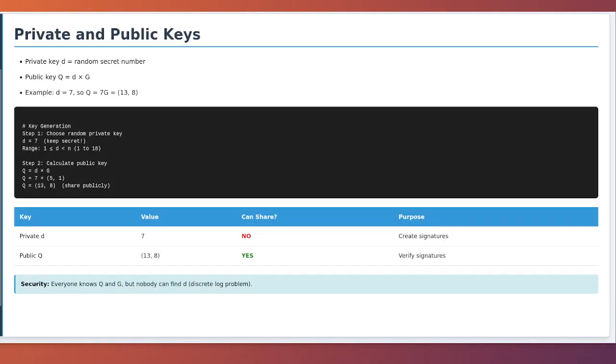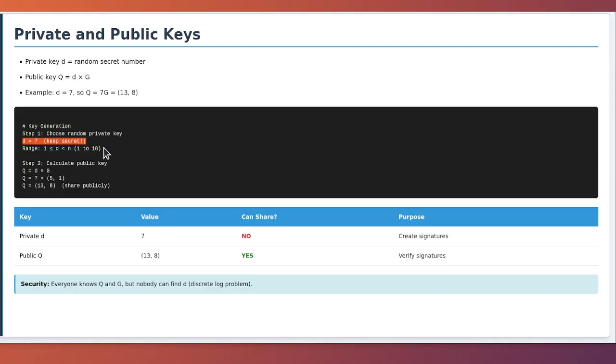Private and public keys. Let us generate a key pair for ECDSA. Your private key is simply a random number. This must be kept absolutely secret. Never share it, never write it down insecurely, never transmit it unencrypted. Anyone who gets your private key can impersonate you and create signatures that appear to come from you. We denote the private key by the letter D. For our example, we choose D equals 7.